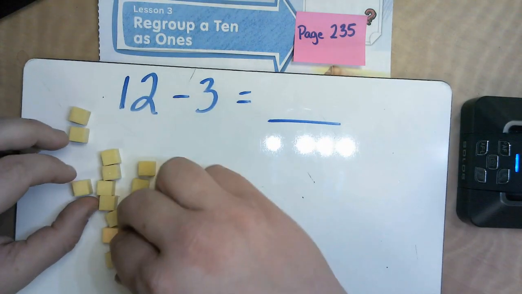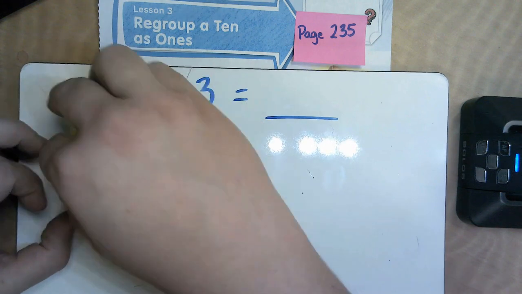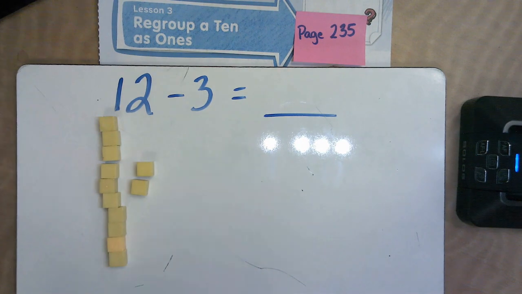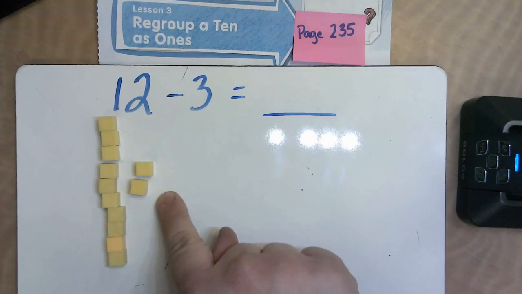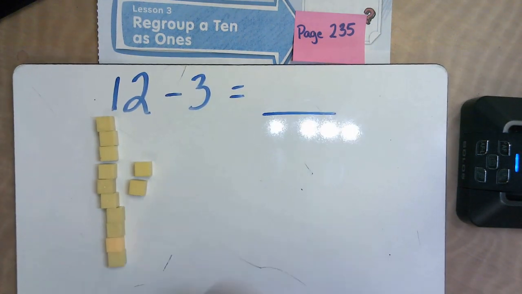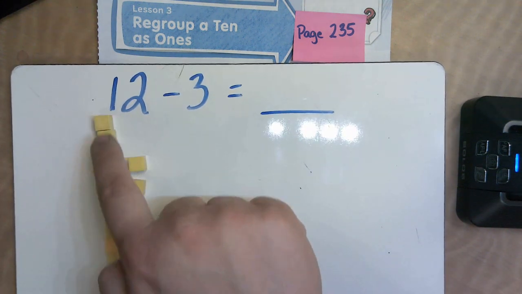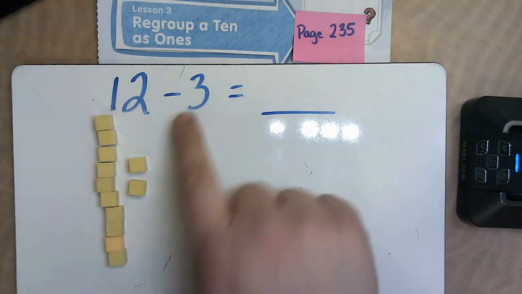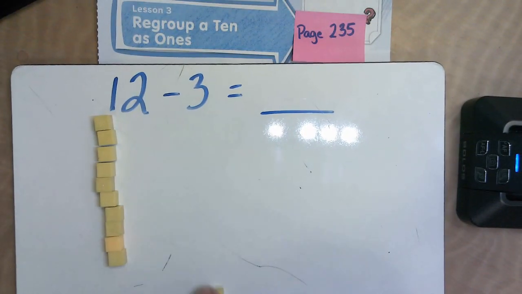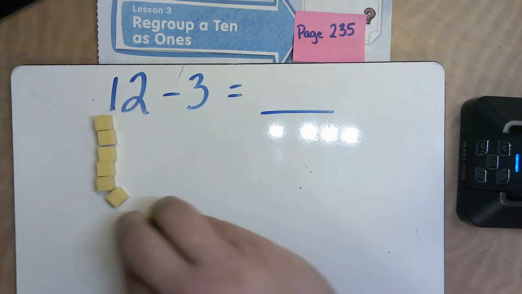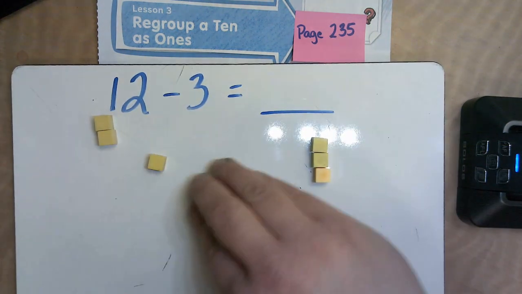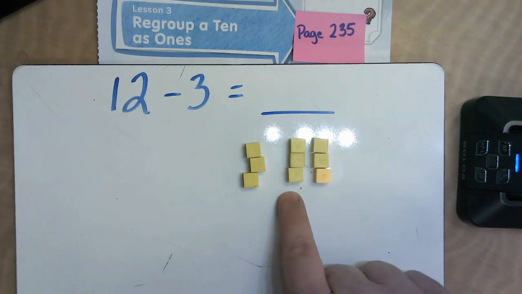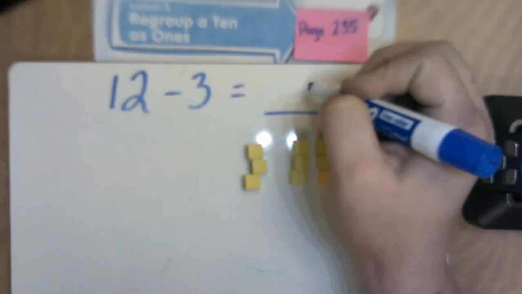Before, when we regrouped, we took our ones, and whenever we could make a 10, we turned it into a straight. Well, now we're going the other way. Sometimes we don't have enough ones to take away, so I have to add some more. So here I still have 1, 2, 3, 4, 5, 6, 7, 8, 9, 10, 11, 12. But now I can take 3. 1, 2, 3. And then I can say, what do I have left? I started with my 12. I took 3 away, and I'm left with 3, 6, 9 is going to be my answer.